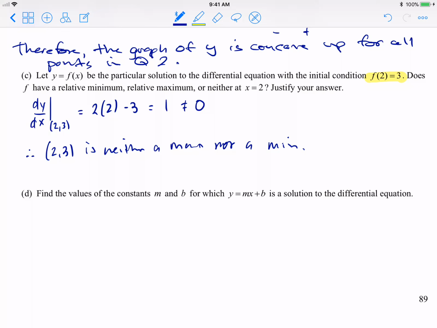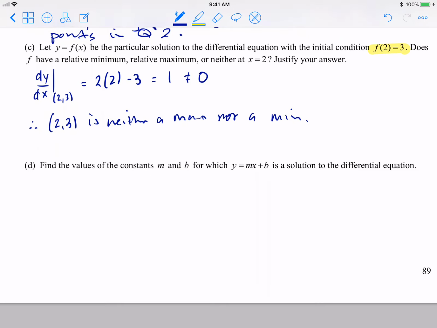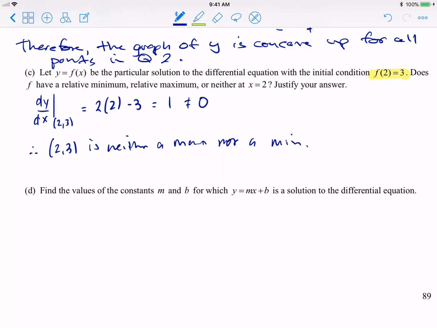Okay, find the values of the constants m and b for which y equals mx plus b is a solution to the differential equation. So what I'm going to do is I'm going to rewrite the differential equation right here.